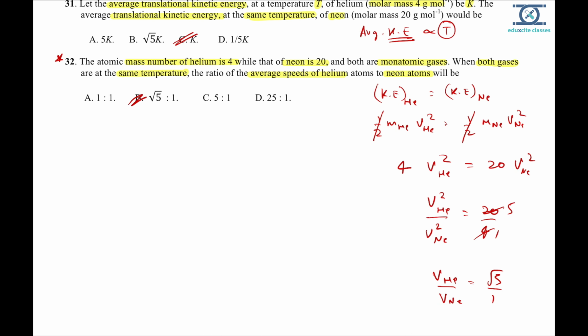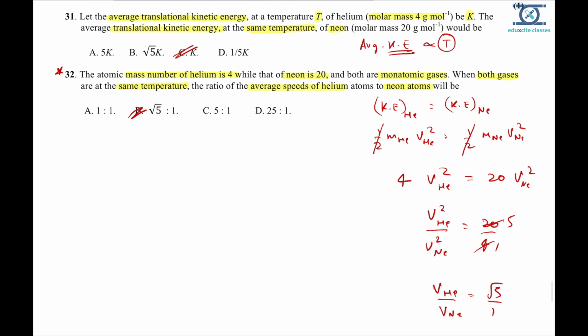So you have to read the question very carefully. In the above part, it is asking for kinetic energy, which is constant at the same temperature. But here also the temperature is the same, but the question is asking for the average speed. I hope questions 1 to 32 are clear now.